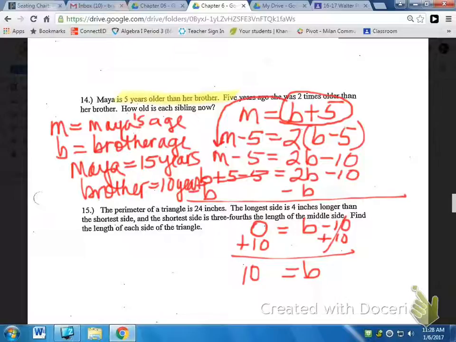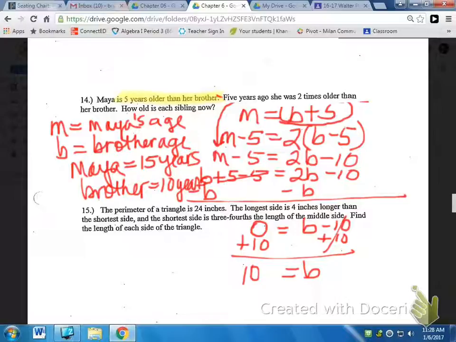All right, questions about Maya. Ben. She's 2 times older than what her brother was 5 years ago. 5 years ago, he was B minus 5. She was 2 times older than her brother 5 years ago. So you take 5 off of both of their ages, and she's double that.